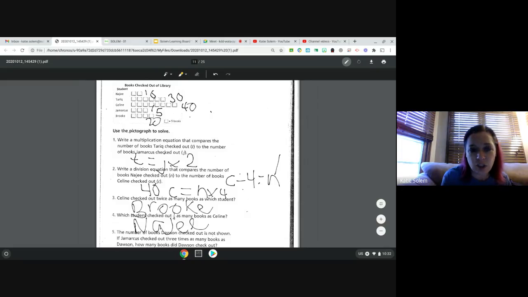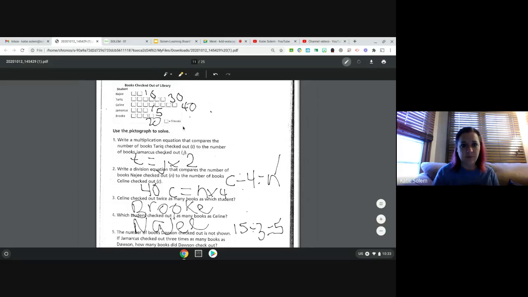The last question says, the number of books Dawson checked out is not shown. If Jamarcus checked out 3 times as many as Dawson, how many did Dawson check out? Well, Jamarcus has 15. If he had 3 times as many, we would have to divide to figure out Dawson's because Dawson had less. And what is 15 divided by 3? You got it, 5.